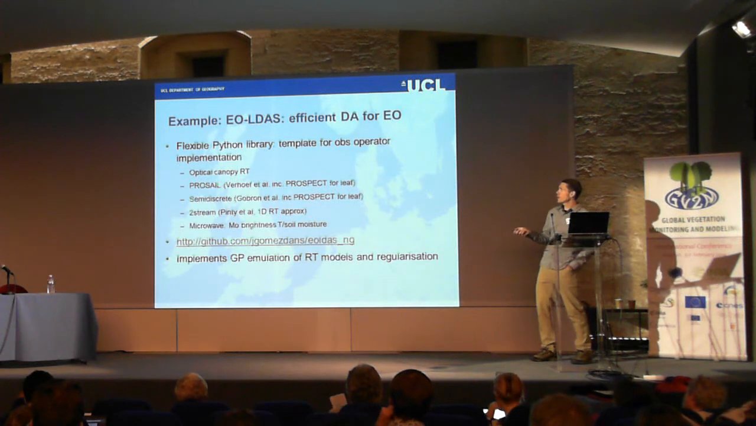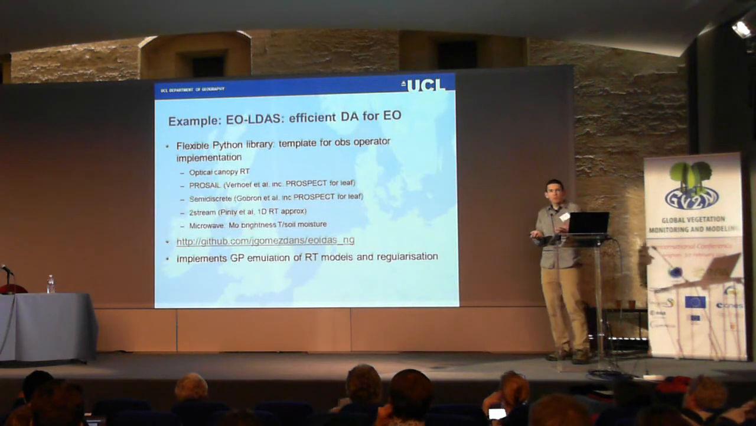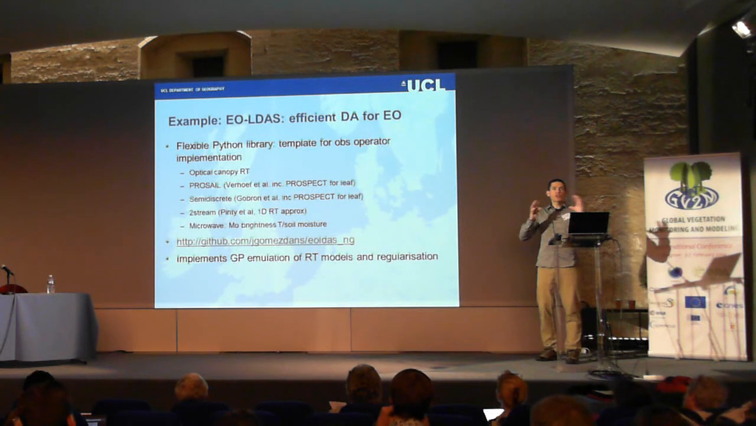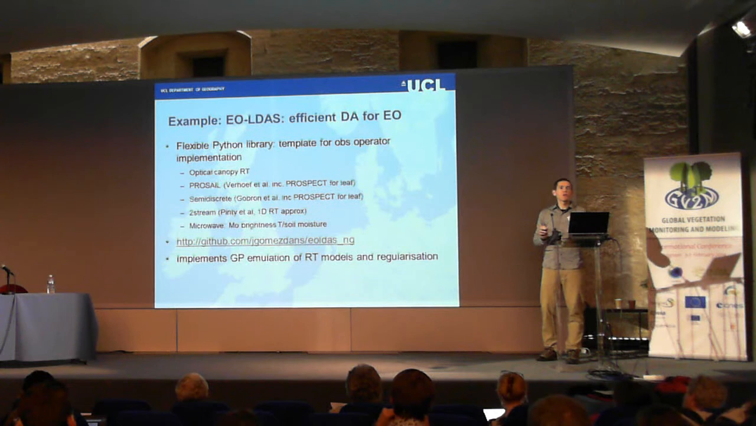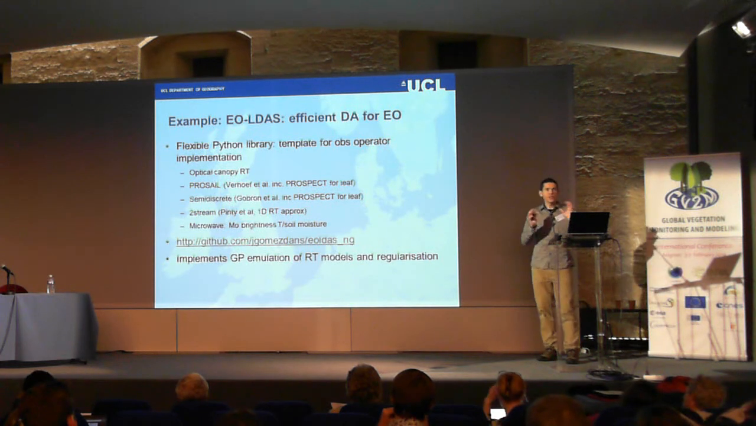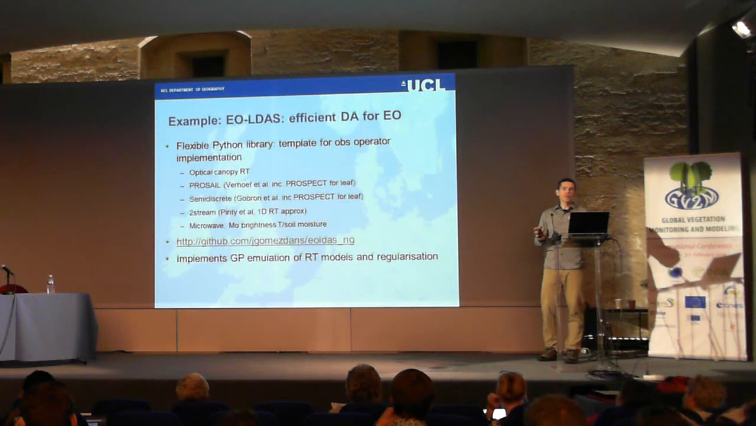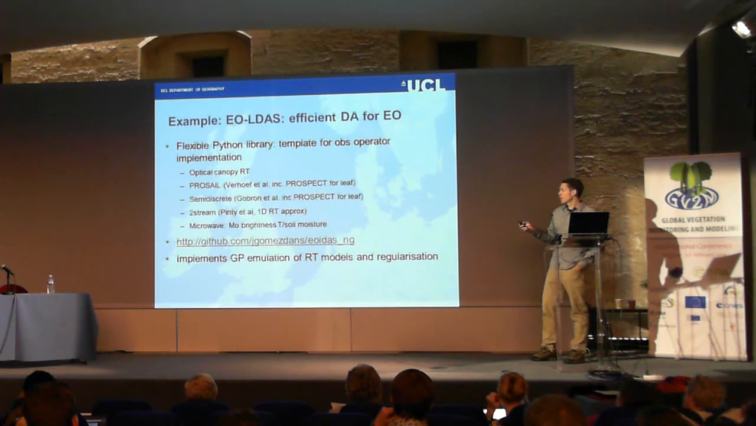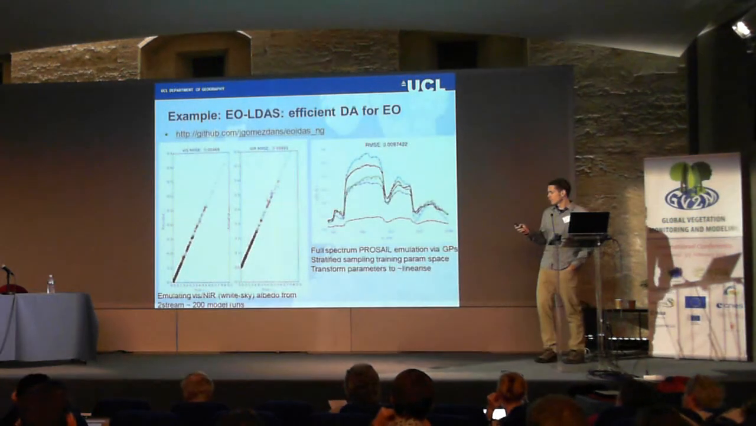Jose has built a Python library as a sort of template for this, and this is one of the main things that we're trying to do at the moment: build a scheme. So not one particular model or one particular set of observations, but a scheme, a framework, a set of tools that will allow other people to hopefully come along and plug in their particular model and set of observations to do the same kinds of things. So there are various different choices of radiative transfer model that we can have in here.